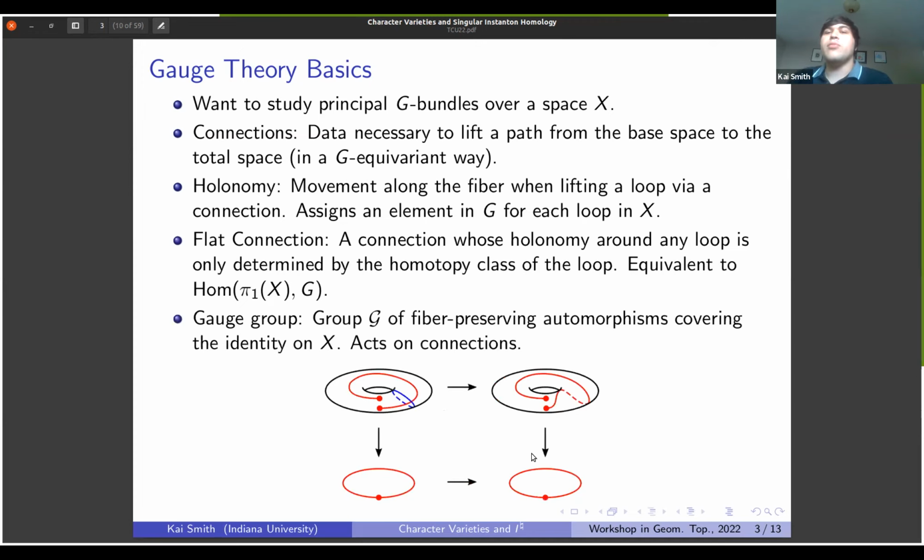And then the last important ingredient is the gauge group. So an element of the gauge group is just a fiber-preserving automorphism covering the identity on X. So here's an example where upstairs we can do a Dehn twist along this blue circle. And so that gives me an automorphism upstairs, which preserves the fibers. And then the corresponding map down here is just the identity. And it's important to note that this acts on connections, right? So if I have a connection, it tells me how to lift paths down here, up here. But once I do the Dehn twist, I get new lifts. And so I went from one connection to another connection.